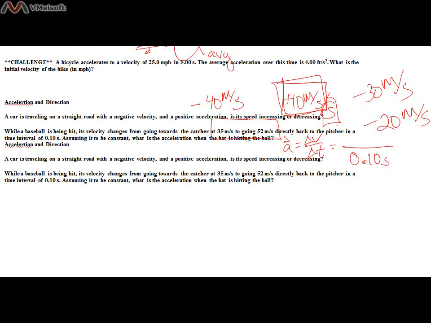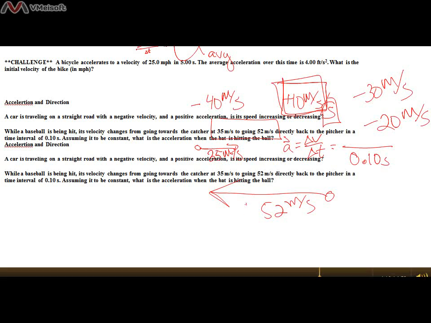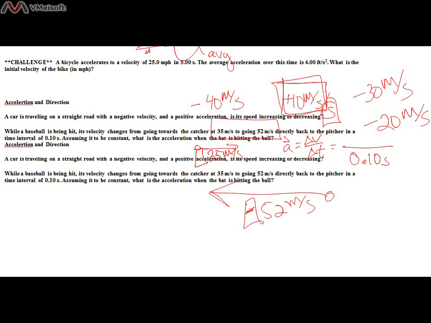And now the change in velocity, don't go blindly just plugging numbers in, okay? Because it's going towards the catcher initially at 35 meters per second, but then what happens afterwards? Going that way at 52 meters per second, and that's me hitting the ball, right? So make sure the final velocity, what must you represent here? If you're describing velocity and accelerations, which are all vectors, let's call this minus.